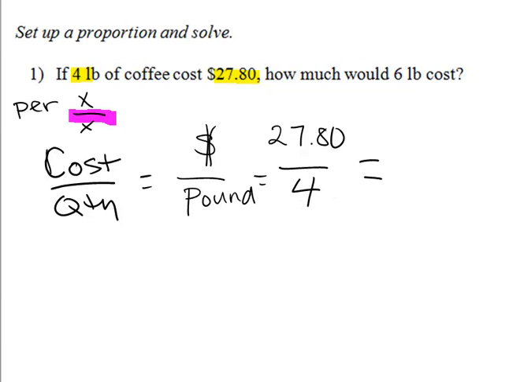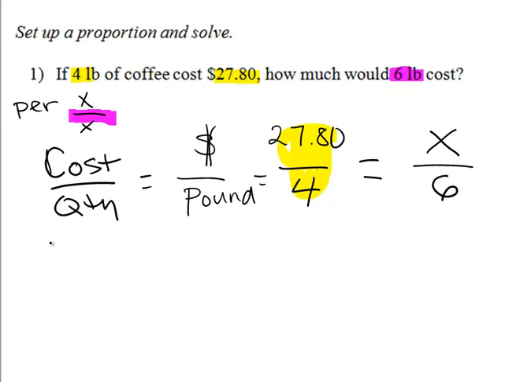And now we have our original relationship set up, and now they want us to take a look at a new one. We'll do a new relationship, and they're telling us that we have 6 pounds, and we don't know how much it will cost. So our unknown is x for cost, and we have 6 down here.